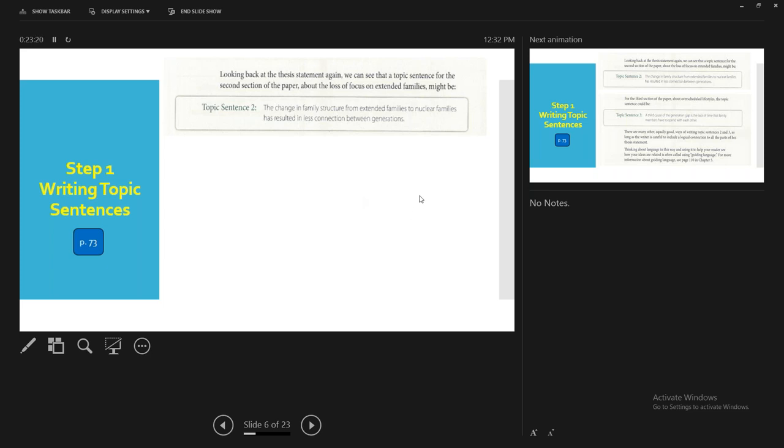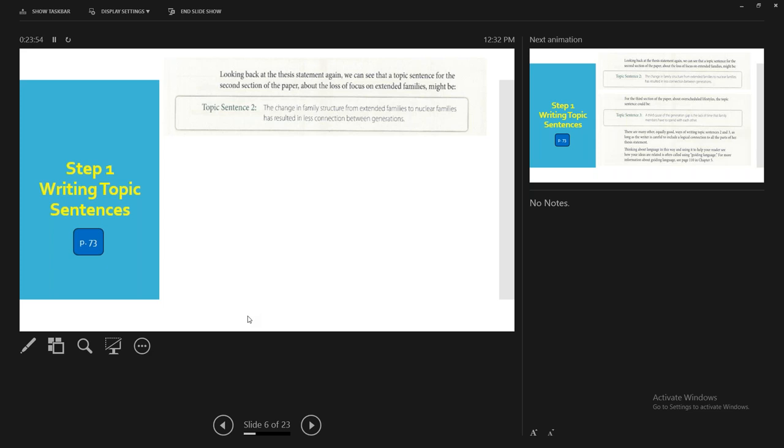Because again here, remember, we have loss of focus on extended families. This is the second focus point there. So here it says the change in family structure, from extended families to nuclear. Nuclear means small families, extended means large families, okay? So again, we are talking about the extended and nuclear. It's mentioned there, which is, as you answered rightly, yes.